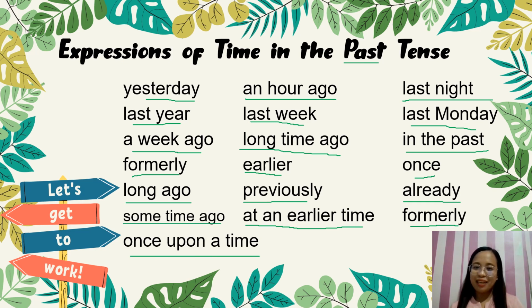So, class, pag nakita nyo yung ginamit ko sa sentence, ibig sabihin, class, yung sentence na yun ay nasa past tense. Okay? So, aside from looking at the verb, kung ano itsura ng verb, pwede na nyo rin tingnan yung expressions of time. Okay? Para malaman nyo kung anong tense yung sentence na binabasa ninyo. Okay?